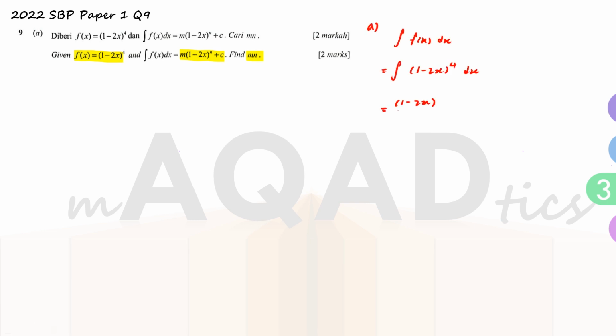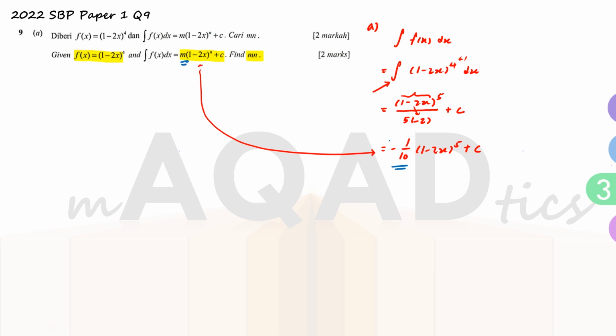And do remember, when integrating, we need to add 1 to the power, and divide by the new power. Since here it is a function, which means it's not just x, we need to pull out the value, which is negative 2. And since there's no limit here, we need to add a c at the back. Comparing this with this, m will be negative 1 over 10, and n would be 5. Multiplying together, you'll get negative 1 over 2.